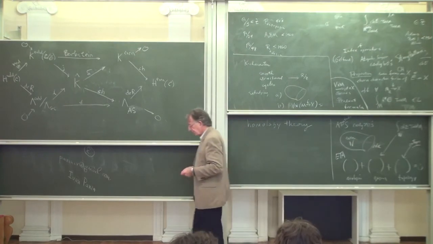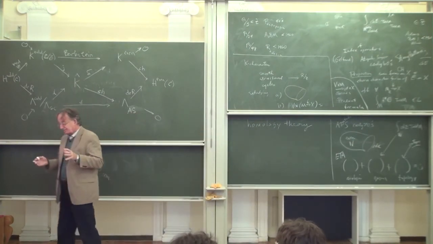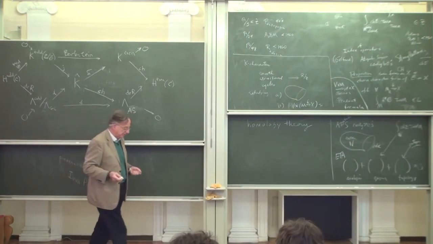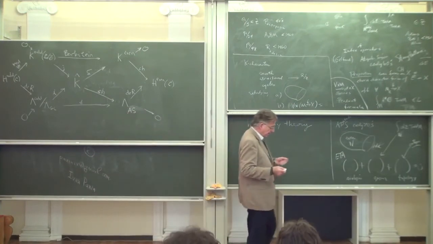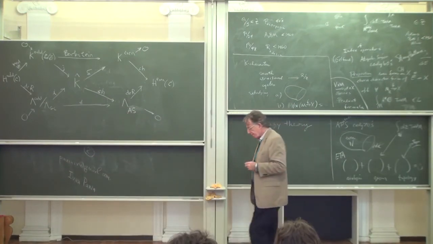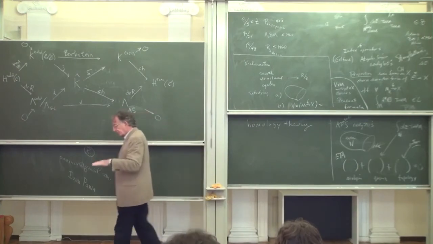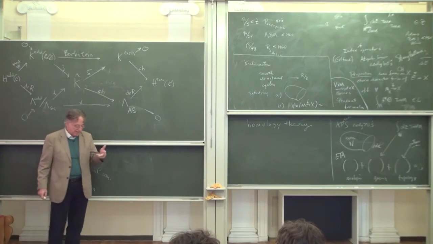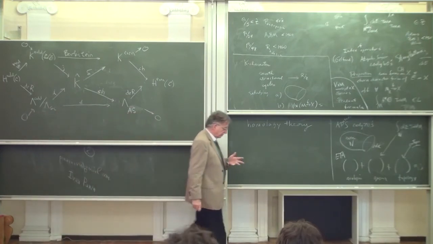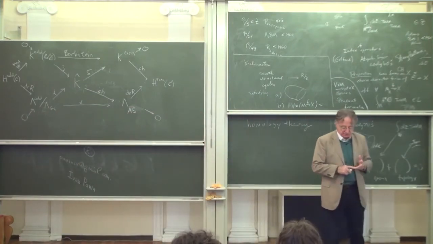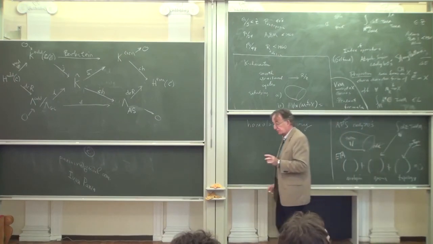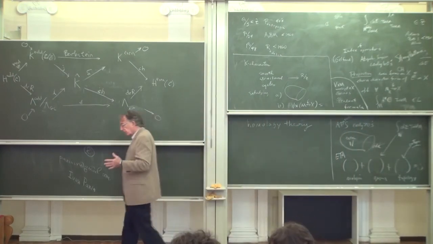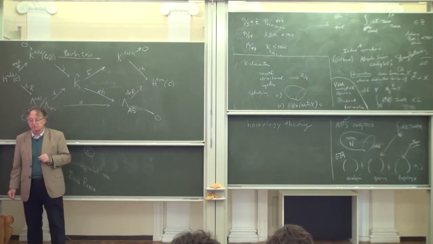You have excision, you have it defined for pairs, there's the excision isomorphism. You have the long exact sequence of a pair. That's three axioms, so let's call them homotopy, excision, and exactness. And then you have the statement that the homology groups of a point are concentrated in degree zero. Then those four axioms uniquely characterize the functor.